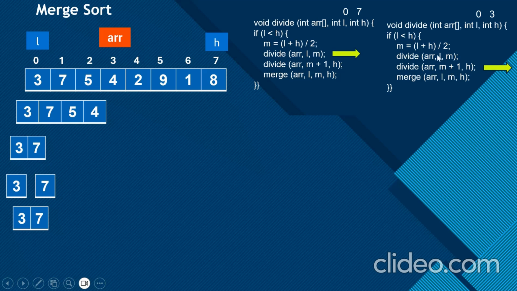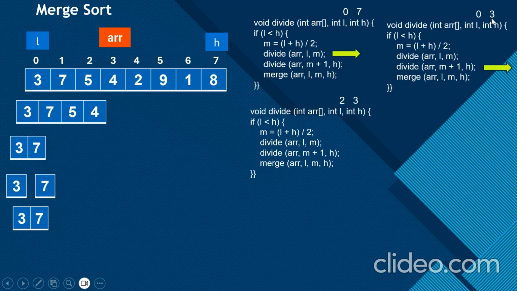Now remember, m here was 0 plus 3 divided by 2, that is 1. So 1 plus 1, that is 2, and H is of course 3. Right? So this call would again be checking whether L is less than H. Before doing that, let me show you: when your low and high indices are 2 and 3, it basically means the sub-array which has the lowest index of 2 and highest index of 3. Right? As we have been learning all along in the previous function calls.